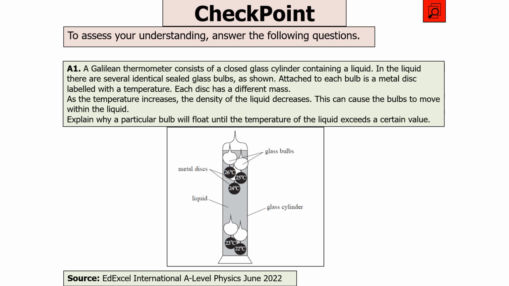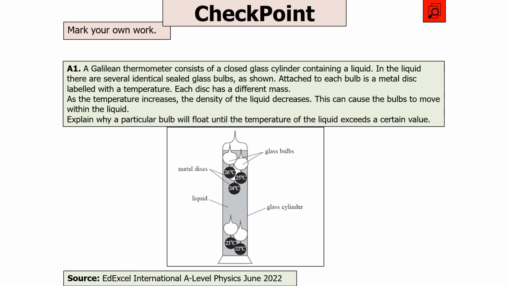Each disc has a different mass. As the temperature increases, the density of the liquid decreases. This can cause the bulbs to move within the liquid. Explain why a particular bulb will float up until the temperature of the liquid exceeds a certain value. So pause the video now, then unpause the video when you want to go through your answer.